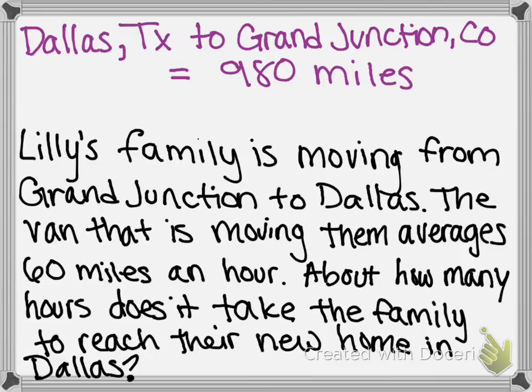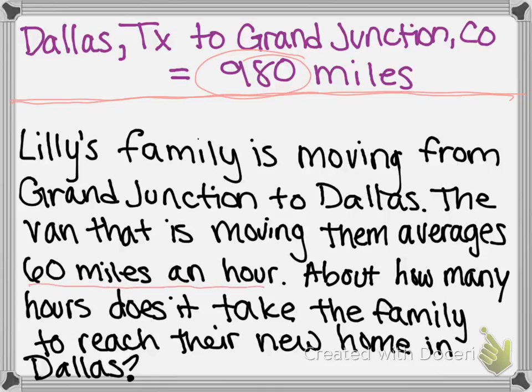Okay, now here's a word problem for you, and this up here is just information for you to have to solve this problem. So my problem to you is, Lily's family is moving from Grand Junction to Dallas. The van that is moving them averages 60 miles an hour. About how many hours does it take for the family to reach their new home in Dallas? All right, and we know from up here that from Dallas to Grand Junction is 980 miles. And her family is moving at about 60 miles an hour.